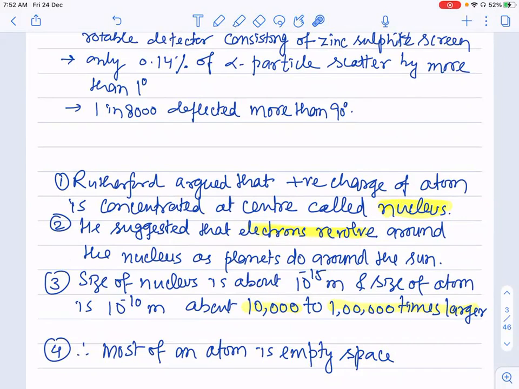Electrons का उसने revolving का concept भी दिया. That was very big thinking, है ना? And that was found to be true also.